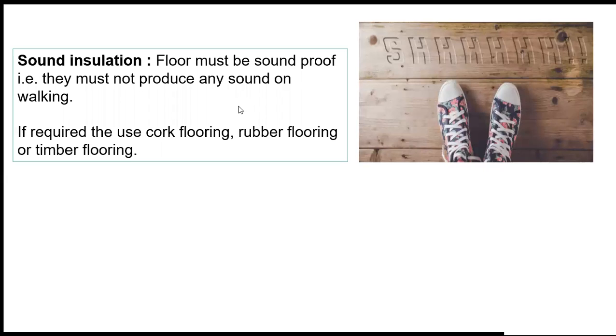And suppose your classroom is on the first floor, and if your floor creates sound when we walk, then that sound will disturb the other story occupants, maybe on the ground floor, like that. So whatever we are pointing out, they must not produce any sound on walking. If required, use cork flooring, rubber flooring, or timber flooring, which may have the capacity to insulate the sound. So another important parameter is sound insulation.